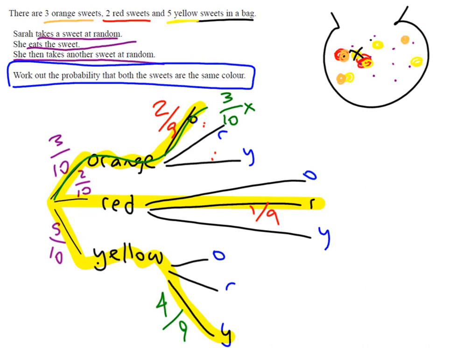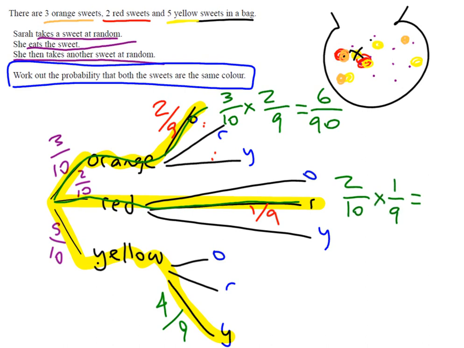Okay, 3 out of 10 times 2 out of 9 is going to be 6 out of 90. Do not simplify, you'll see why. Okay, next one, 2 out of 10 times 1 out of 9 is 2 over 90. I've already multiplied, sorry, I'll show you what I did. 2 over 10 times 1 over 9, 2 over 90. Next one, 5 out of 10 times 4 over 9 is going to be 20 over 90.